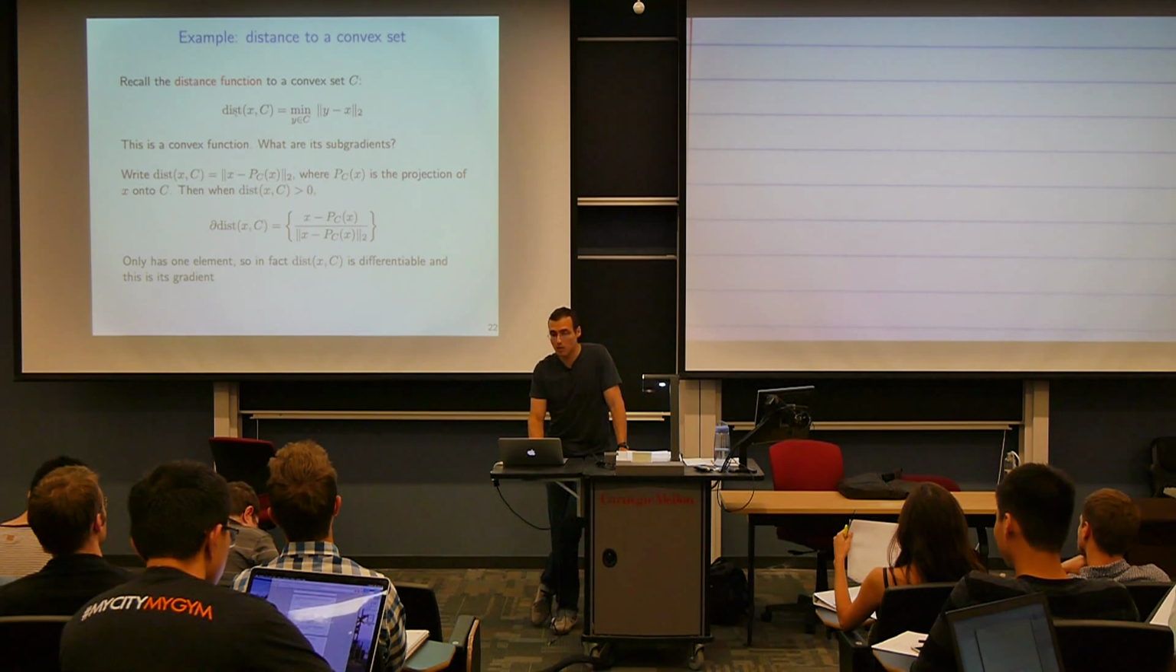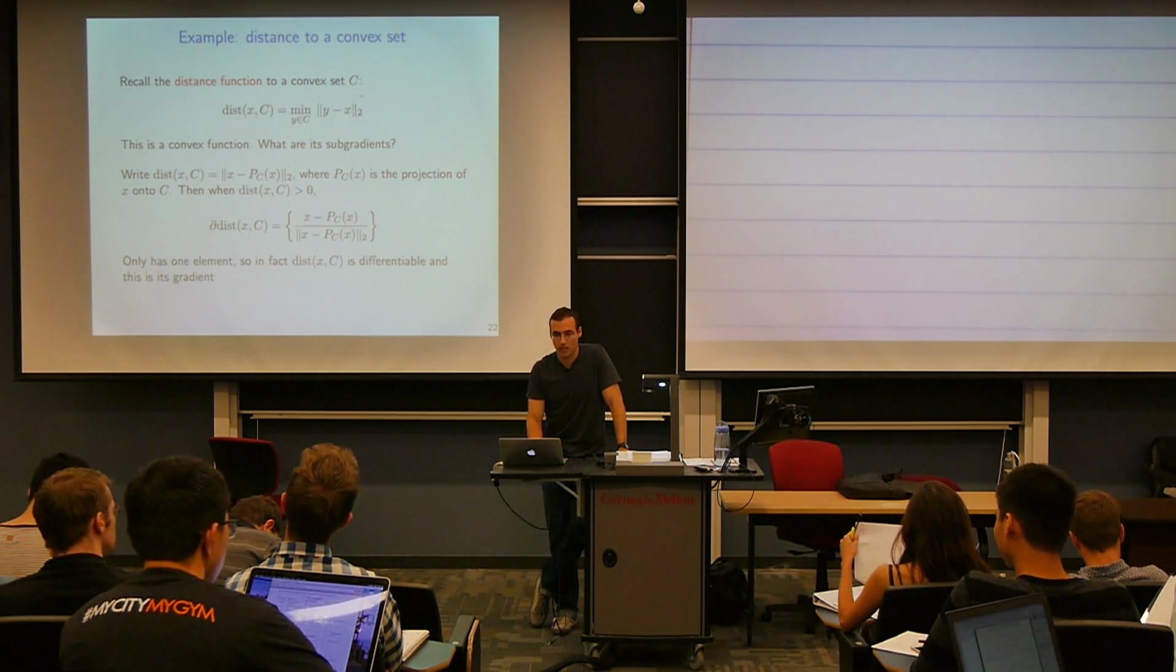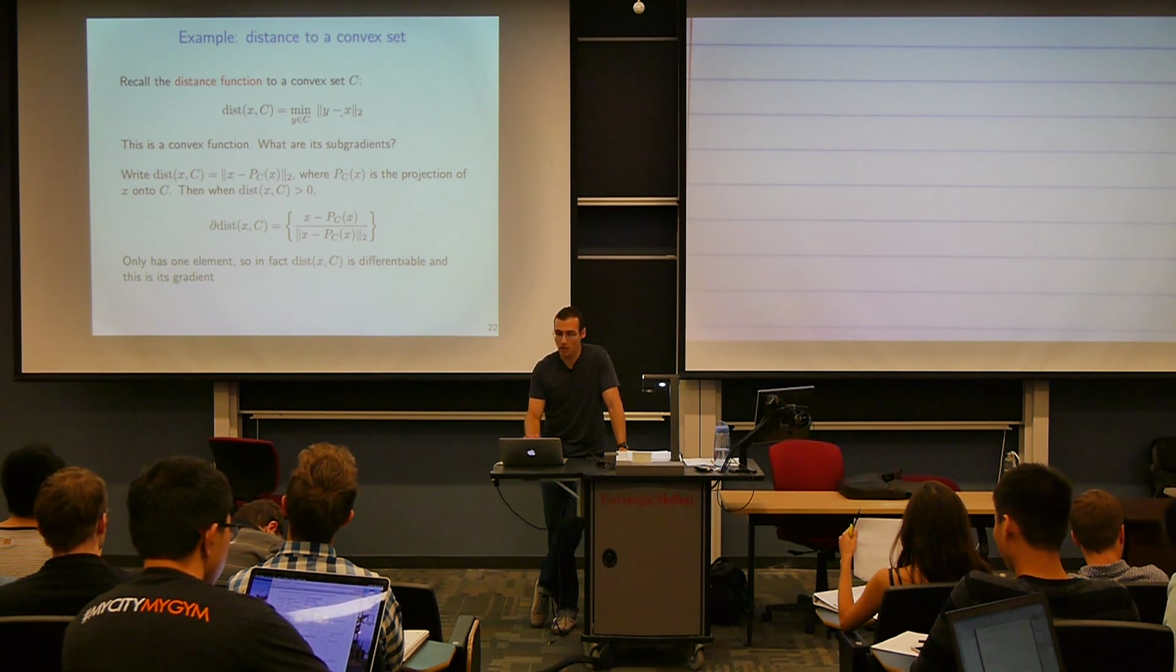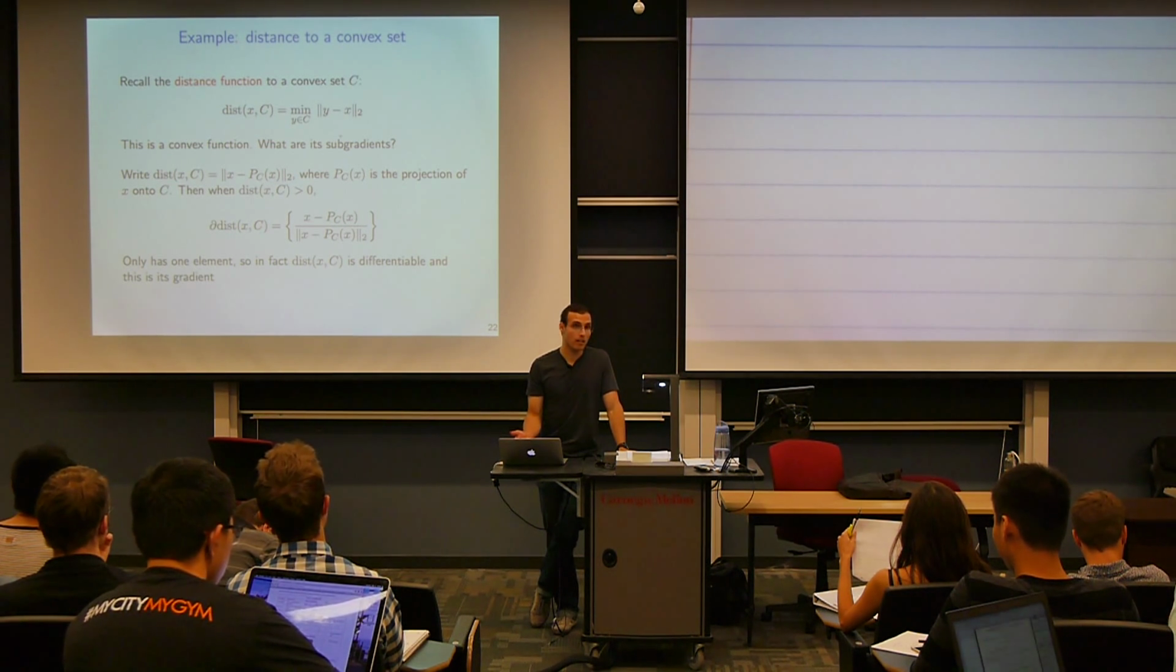It's convex, we learned that already, because C is a convex set, and the two norm of y minus x is convex in x and y. And so it has subgradients. Now we might ask, what are they? What are its subgradients?